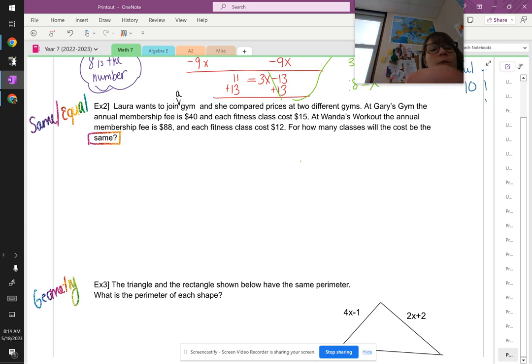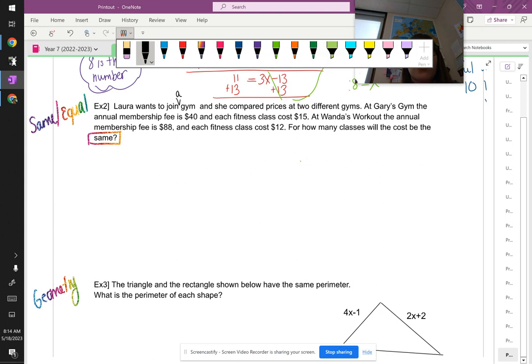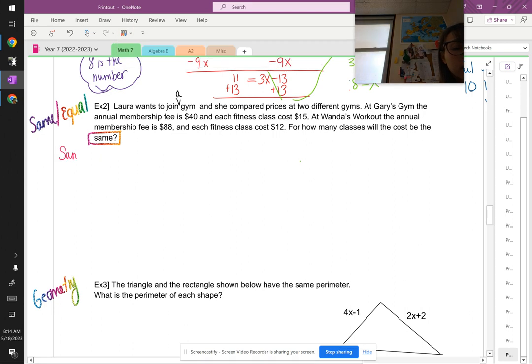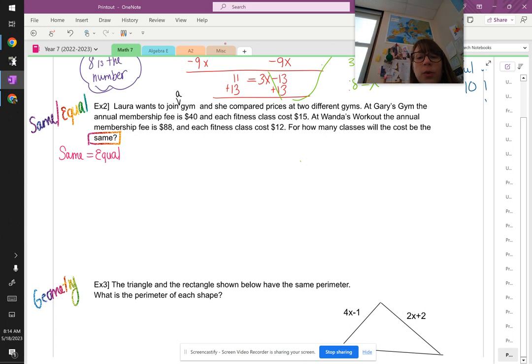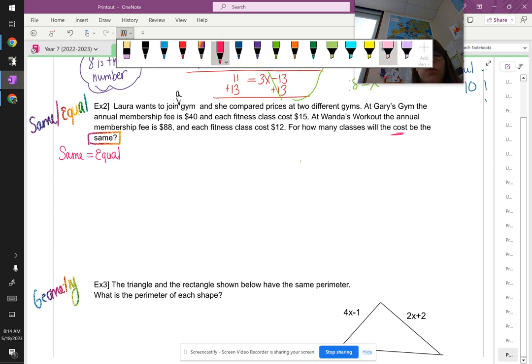So, as we mentioned before at the intro, that keyword of when will something be the same? When we're talking about something being the same in math, that means equal. Same means equal. So, for how many classes will the cost be the same? The cost of what? Well, the cost of the gyms. Well, what were the 2 gyms?